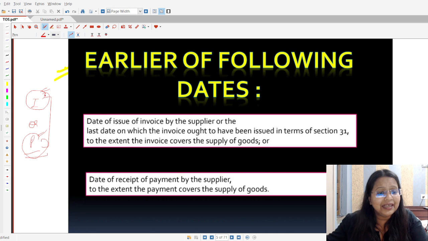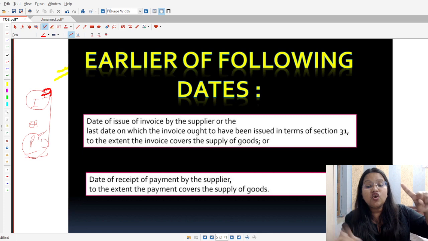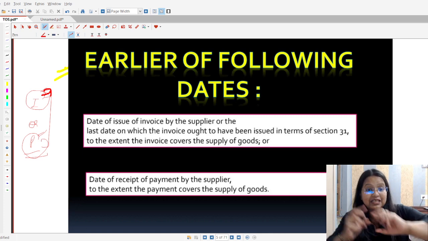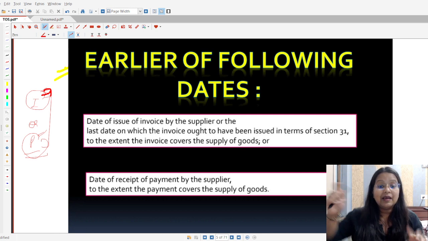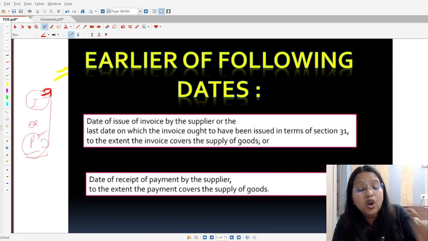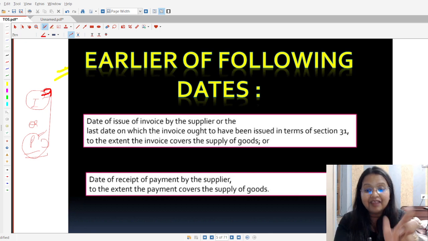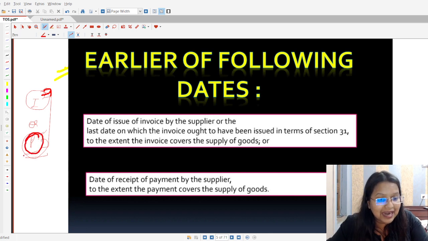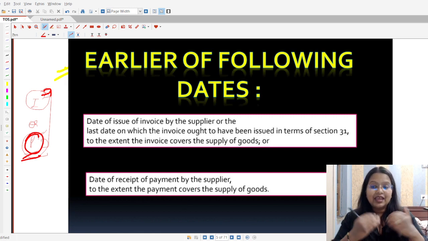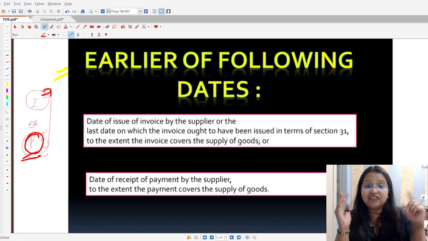Now, what do you mean by the date of invoice? So, date of invoice means the date of issue of invoice by the supplier. It means the date on which the supplier has issued the invoice, or the second date, that as per section 31, the last date on which the invoice ought to have been issued by the supplier. So whichever is earlier. It means in the case of I, we have to watch upon two dates. Next, in the case of P, that is the date of payment, there shall again be two cases. The first of all is the date of, as this is subsection number 2, I have told you, in the case of forward charge, we have to see the perspective of the supplier.